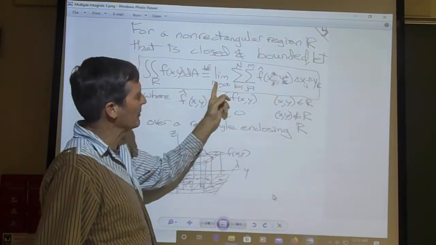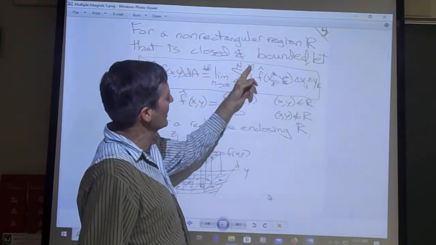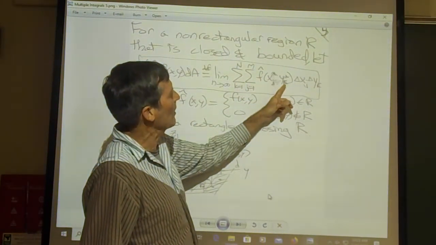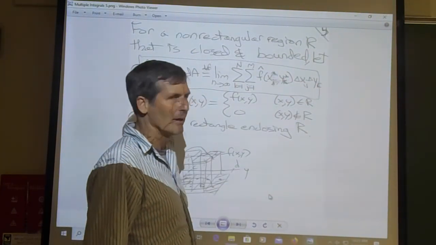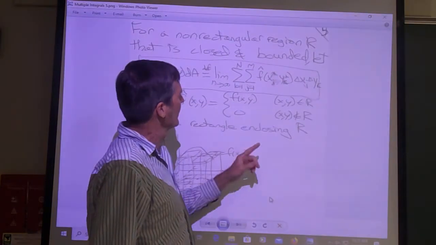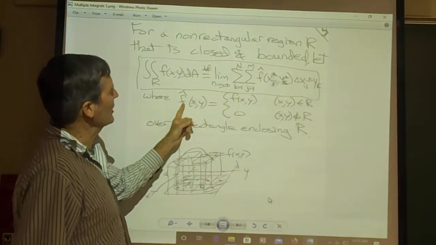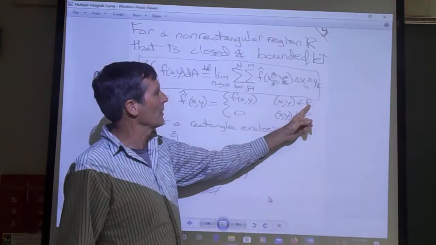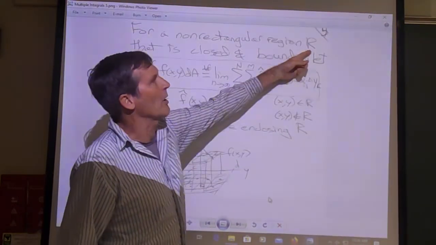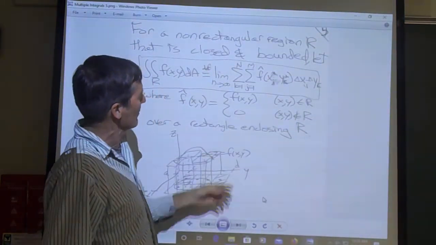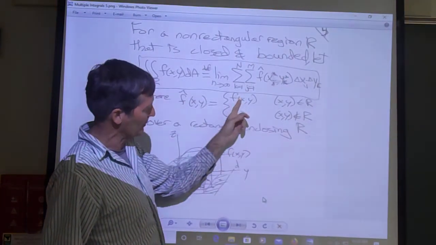product, little n equals m times n, of the same thing. K goes from 1 to n, j goes from 1 to m. F of xj star, yk star, delta xj, delta yk. What's changed? It doesn't look much different. Here's what's changed, this little hat here. F hat is equal to f of xy if you're over the region R that's not a rectangle anymore, then you take the height of the function, and if you're not over the region R which the function is defined, you take height 0.